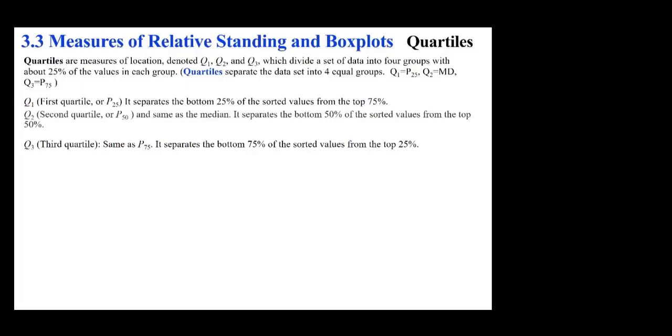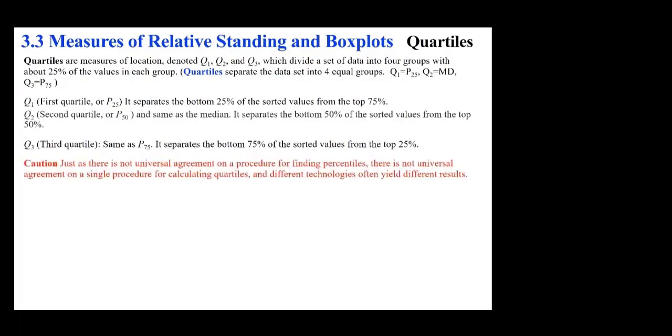Q1 is equal to P25, Q2 is equal to the median, and Q3 is equal to P75. Q1, the first quartile, or P25, separates the bottom 25% of the sorted values from the top 75%. Q2, the second quartile, or P50, is the same as the median. It separates the bottom 50% of the sorted values from the top 50%. Q3, the third quartile, is the same as P75. It separates the bottom 75% of the sorted values from the top 25%.